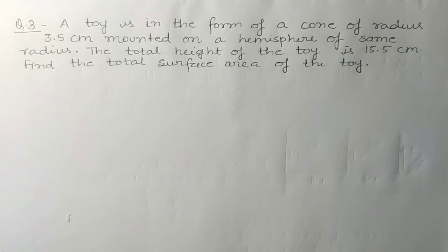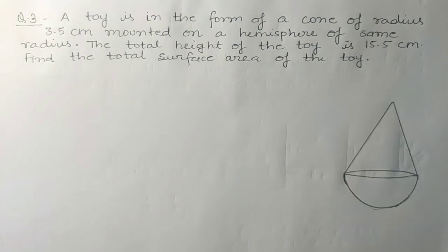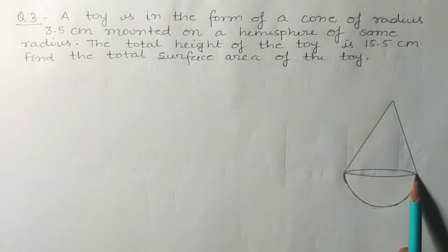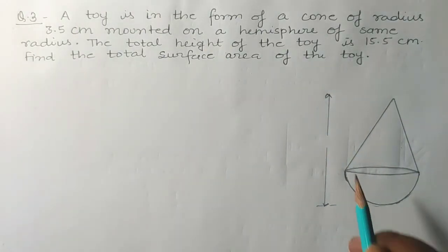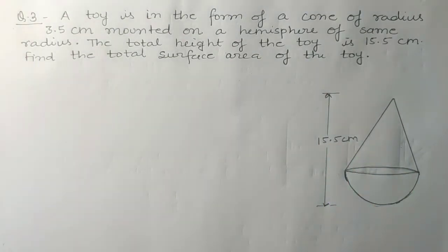Here in this question it is written that mounted on. Okay, mounted on means the cone is on the top. So the cone is on the top here and hemisphere will be on the base. Both are having the same radius, means it will cover it exactly. Okay, the total height of the toy is 15.5 centimeter. So basically this is total height, means from here till here it is 15.5 centimeter. Okay, find the total surface area of the toy.